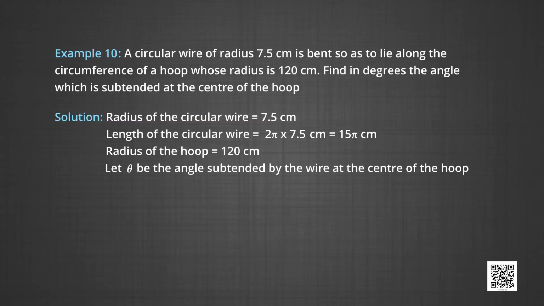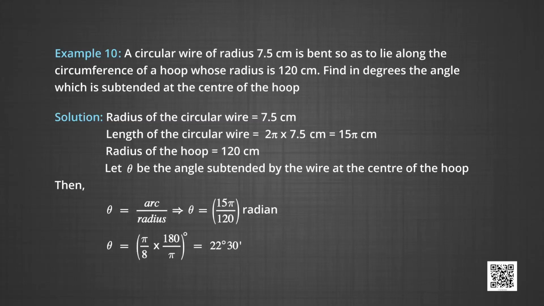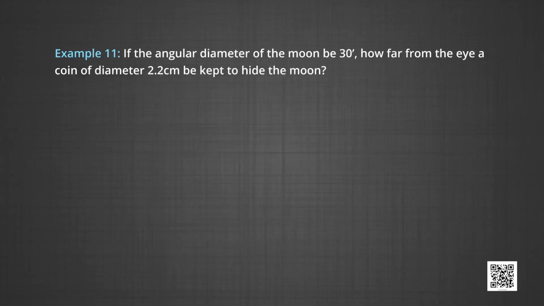Let theta be the angle subtended by the wire at the center of the hoop. Then theta, which is arc upon radius, is equal to 15 pi upon 120 radians. So, theta is equal to pi by 8 into 180 upon pi degrees, which on simplification is 22 degree 30 minute. In example 11, we will see another practical problem.